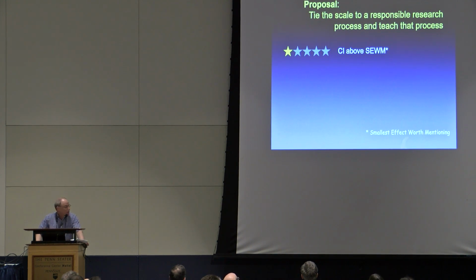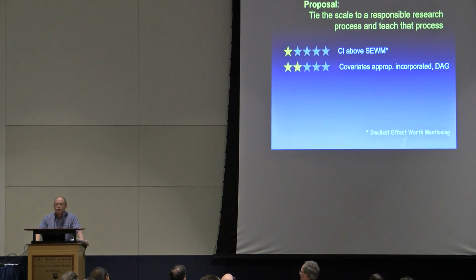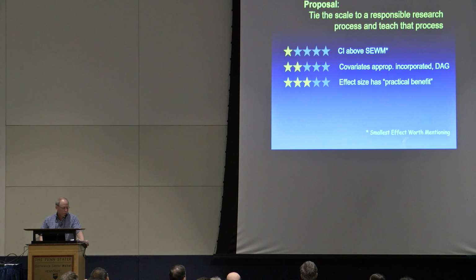So on my scale, 1 star means that the confidence interval is not above 0, but above the smallest effect worth talking about, and that you should say, in terms of the science that you're doing, what that effect is. 2 stars is for incorporating covariates appropriately into your analysis, and that includes issues of causation and things like directed acyclic graphs. 3 stars, an effect size is large enough to have a practical benefit in everyday terms.